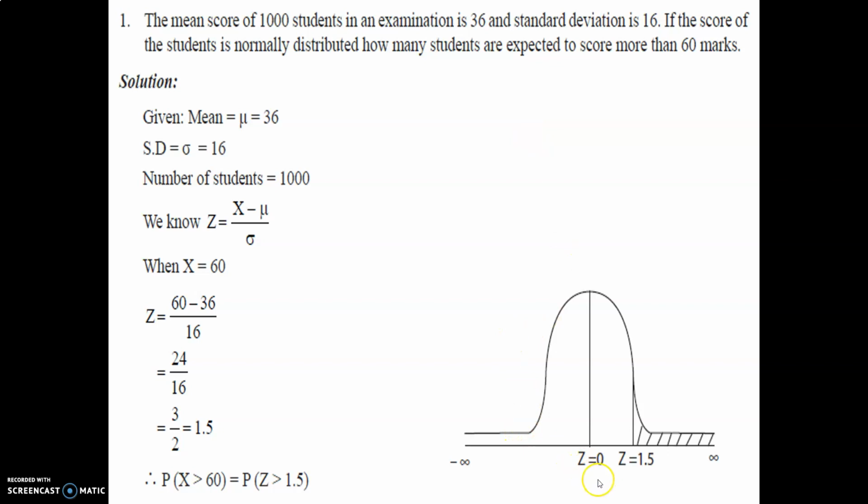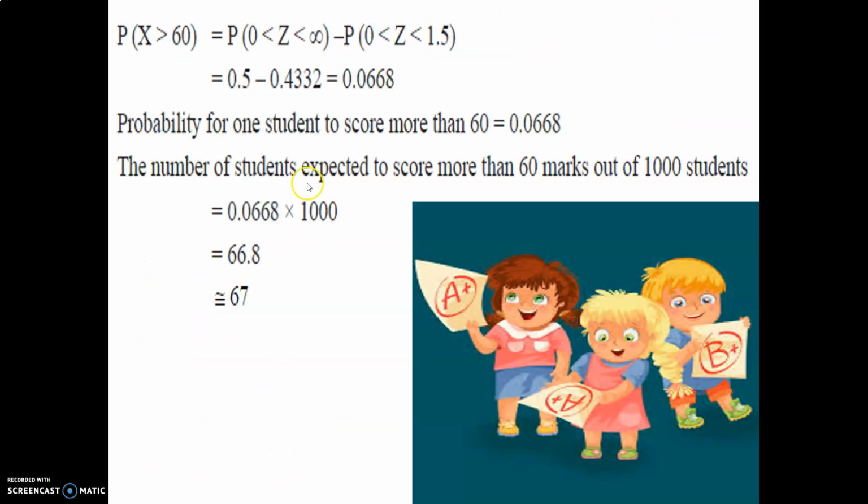Graphically, Z is equal to 0 gives the symmetry, and we have the point 1.5 on the right hand side of the graph. We have negative infinity, and the x quantity is greater than 0, so that is why we take P(0 less than z less than infinity) minus P(0 less than z less than 1.5). P(0 less than z less than infinity) is 0.5 and P(0 less than z less than 1.5) is 0.4332. Subtracting gives 0.0668.